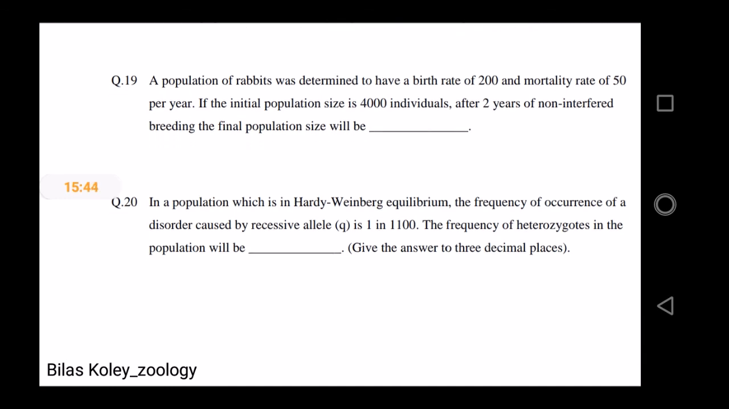Now we will discuss question number 19. A population of rabbits were determined to have a birth rate of 200 and mortality rate of 50 per year. If the initial population size is 4,000 individuals, after 2 years of non-interfered breeding, the final population size will be.